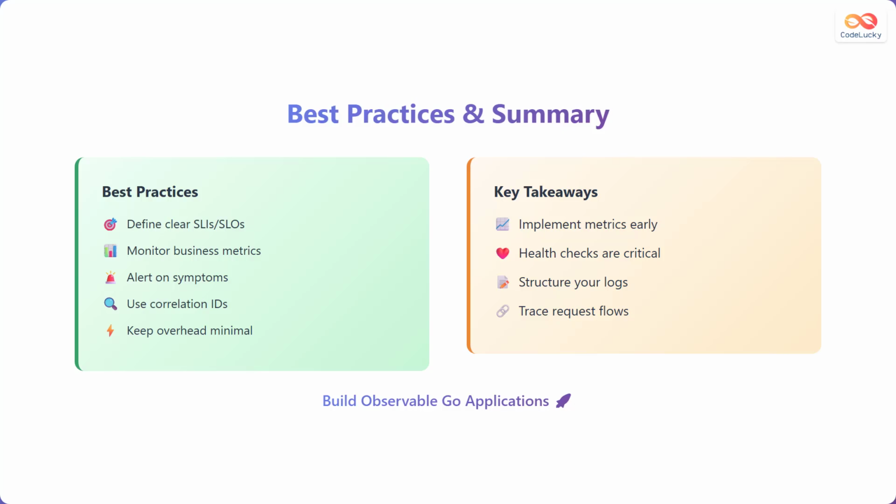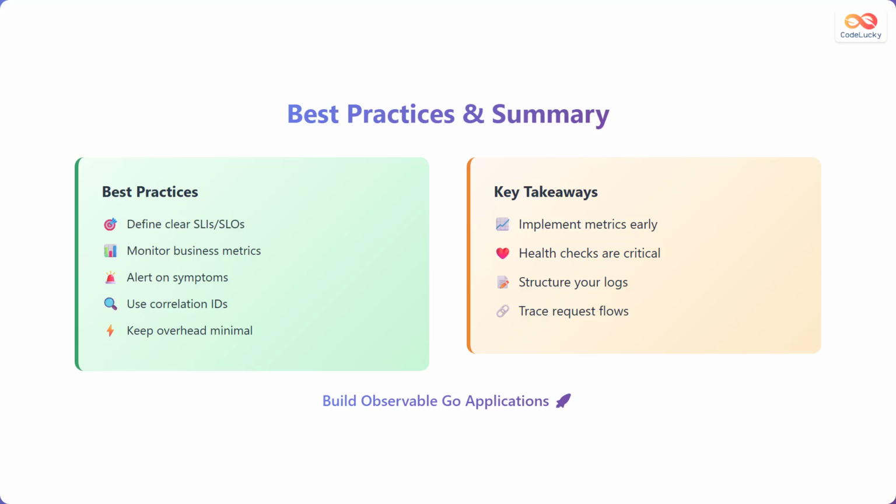Let's wrap up with essential best practices and key takeaways. First, define clear service-level indicators and service-level objectives. These metrics-based agreements help you understand what good performance looks like. Monitor business metrics, not just technical ones. Understanding user behavior is as important as system performance. Alert on symptoms, not causes. Focus on what users experience rather than internal system states.